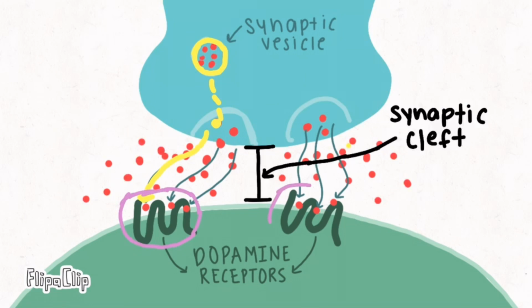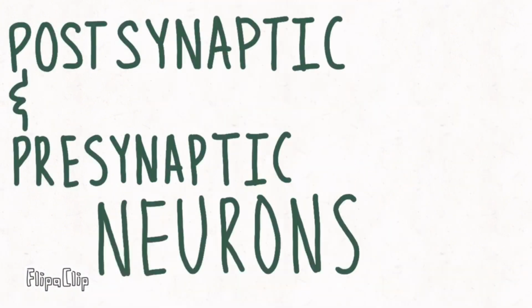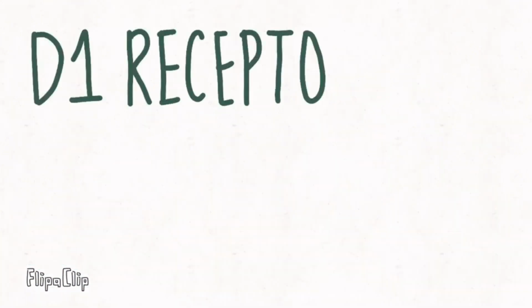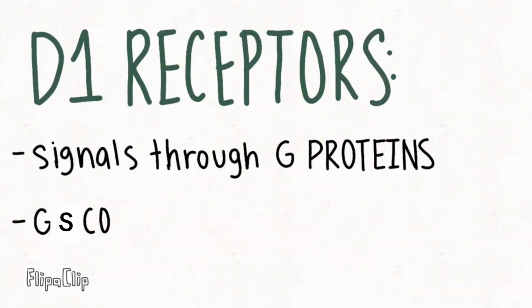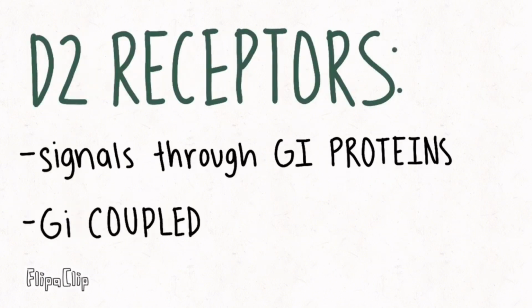After it binds to the dopamine receptors, it results in the signaling of the postsynaptic and presynaptic neurons through D1 and D2 dopamine receptors. The D1 receptors signal through G proteins, which are Gs coupled. The D2 receptors signal through Gi proteins, which are Gi coupled.